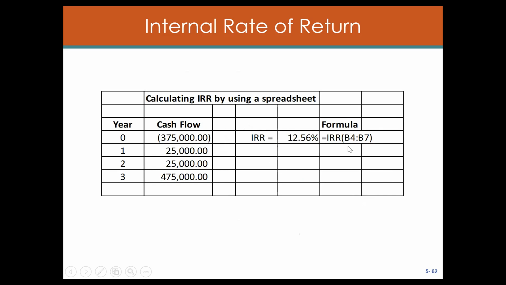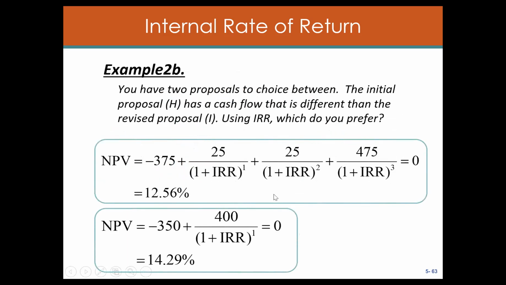So again, I just showed you how to do this. So you can apply the same thing over here. Same on a spreadsheet. So you have two proposals to choose between. The initial proposal H has a cash flow that is different than the revised proposal I using IRR. Which one would you prefer?